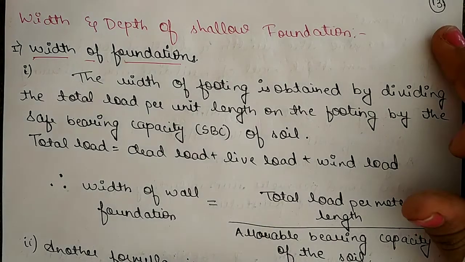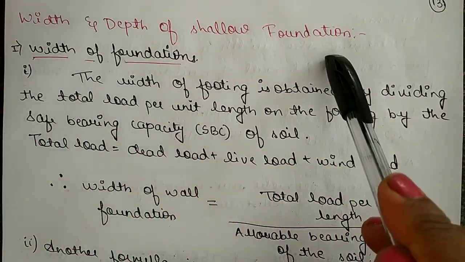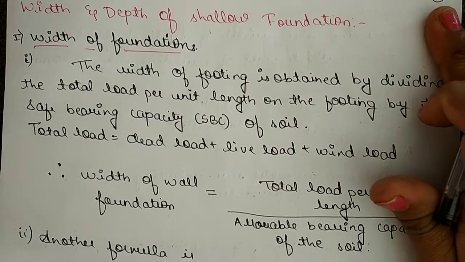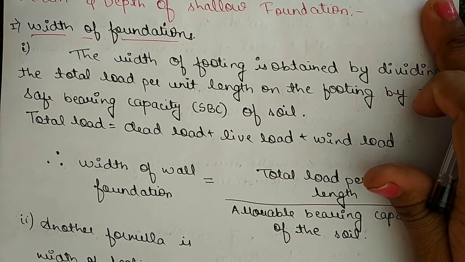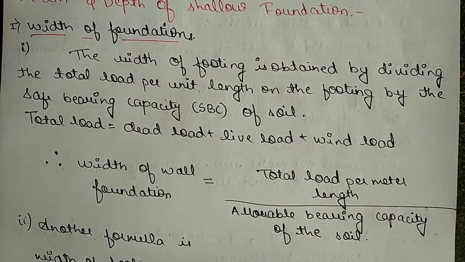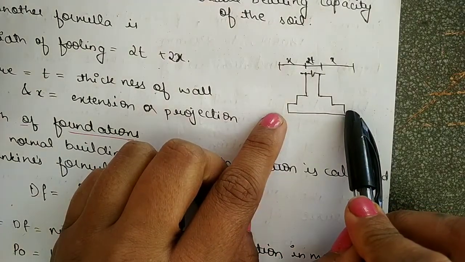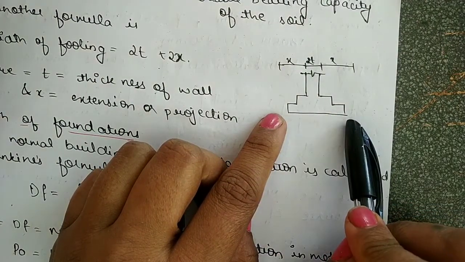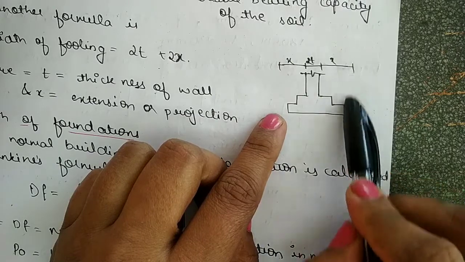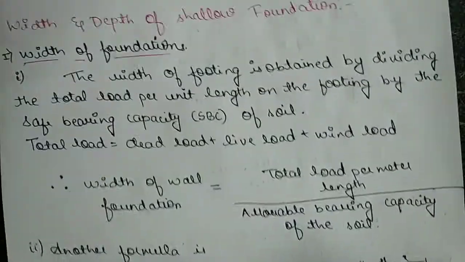Okay, so the problem is on finding the width and depth of the shallow foundation. Only the width and depth of the shallow foundation are to be determined in this type of problem. So firstly, understand what the width is and what the depth is. Whatever is this, okay, the length of the foundation is called the width of the foundation, and the depth or the height of the foundation is called the depth of the foundation.